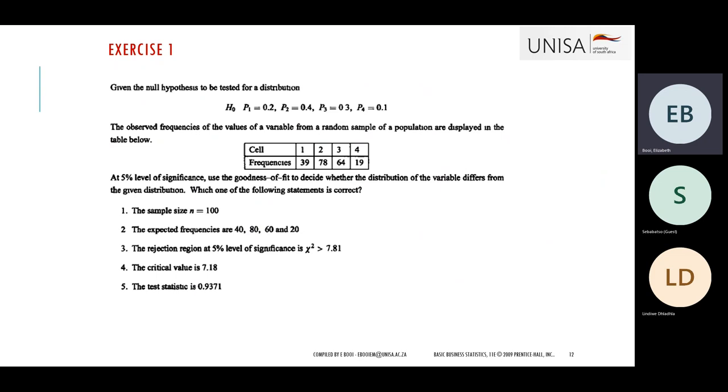The observed frequencies of the values of a variable from the random sample population are displayed in the table below. They have given us the table with cell numbers 1, 2, 3, and 4, and the frequencies 39, 78, 64, and 19. Those are our observed values. At a 5% level of significance, use the goodness of fit test to decide whether the distribution of the variable differs from the given distribution. Which one of the following statements is incorrect? Now, if we think about this, the question is asking us to find out which one of those five statements is correct.